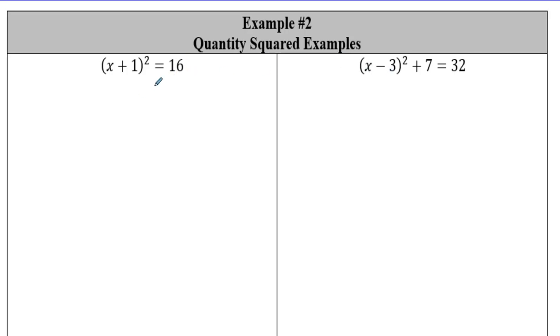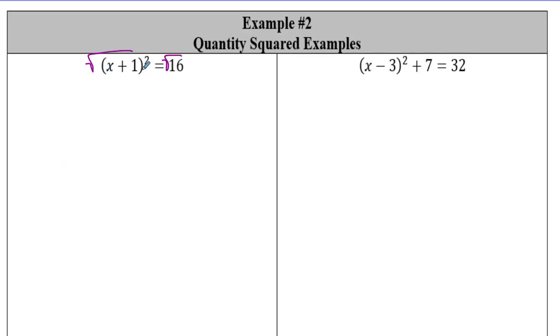These types are where we have an actual quantity squared. Remember, a quantity squared is something that has more than one term inside of our parenthesis, like we see here, x plus 1. And on the second example, we have the x minus 3. So we want to do the same thing. We want to follow the same rules. Here we have our quantity by itself on one side. There's no other terms next to it. So we can go ahead and just jump right in and square root both sides.